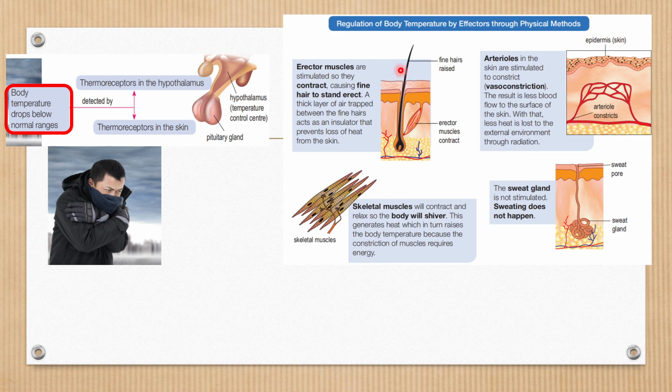So you get to see when we are cold, the fine hair will stand, isn't it? It is because the erector muscles will contract, and this will act as an insulator to prevent loss of heat from the skin. Okay, how about the arterioles? Will there be vasodilation or constriction? And how about the sweat gland? Will sweating happen? And sometimes when we are cold, our body will shiver. And this is actually the action of the skeletal muscles contracting and relaxing. So these are the regulation by effectors through physical methods.